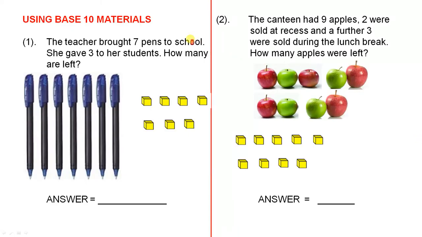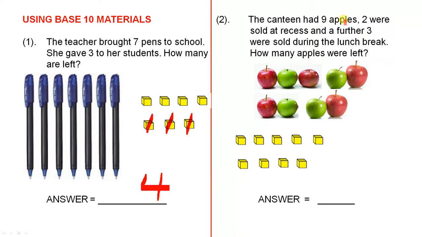Using base 10 materials. The teacher brought 7 pens to school. She gave 3 to her students. How many are left? Now just imagine you couldn't see these pens, but I've got them there just to show you what the problem's about. But you had some base 10 materials. All you do is you put 7 of those on the table, because each of those stands for 1. The teacher gave 3 away, 1, 2, 3, and look at that, 4 left. Okay, so taking away from a group.